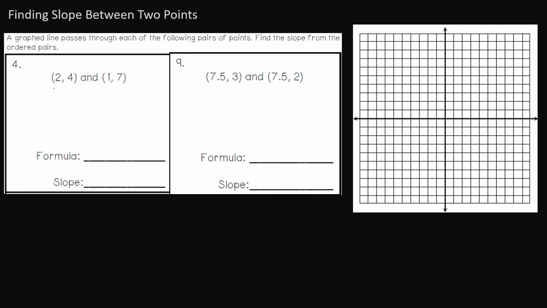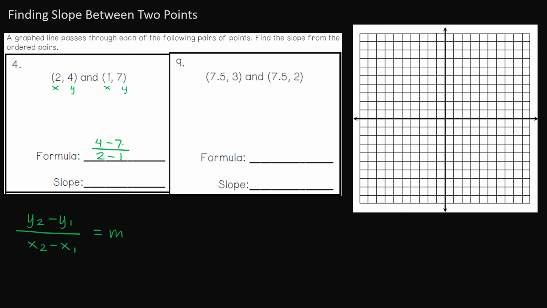Remember, I have (x, y) and (x, y). So I just need to remember, the slope formula says y2 minus y1 over x2 minus x1 equals slope. So let's plug this in. I'm going to subtract 4 minus 7, and I'll subtract my x's in the same order. That would be 2 minus 1.